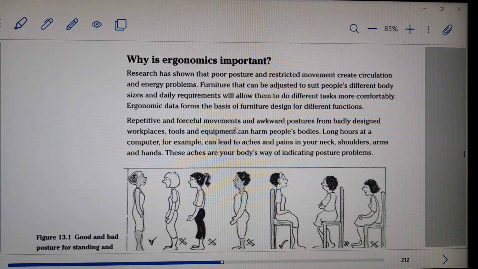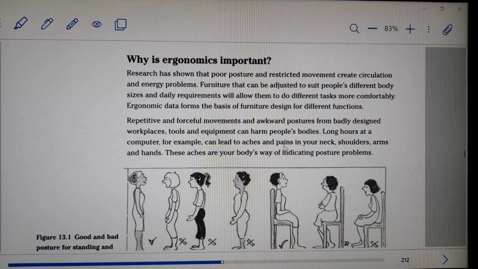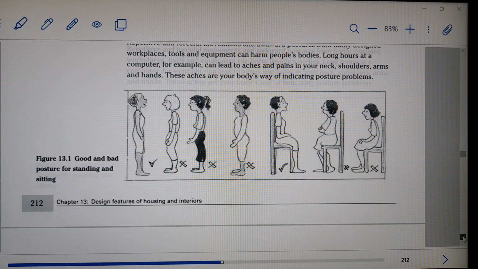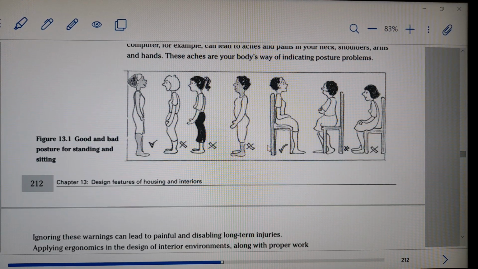Repetitive and forceful movements and awkward postures from badly designed workplaces, tools, and equipment can harm people's bodies. Long hours at a computer, for example, can lead to aches and pains in your neck, shoulders, arms, and hands. These aches are your body's way of indicating posture problems. So let's see the postures here.